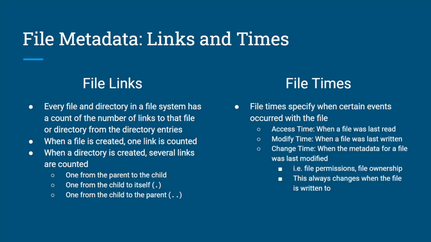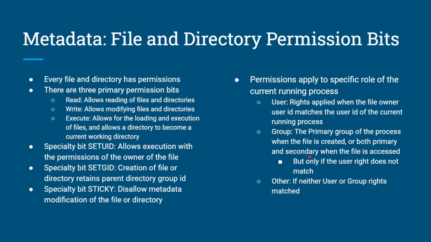You also have metadata for file times. There's specifically 3 file times that we deal with. There's an access time for when the file was last accessed or read. You have a modify time for when the file was last written to, and you have a change time for when the metadata for a file was last modified, such as file permission or ownership, or the links will also cause the change time to happen.